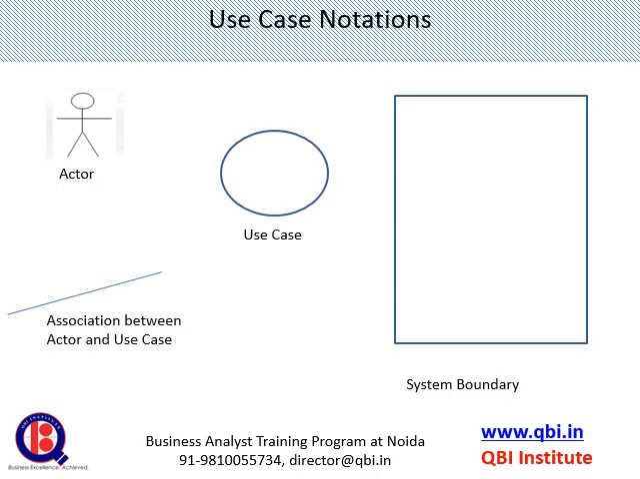The notation which I point here is that of an actor, or a stickman. Another notation is that of a use case. The third notation, which is a straight line, is the notation of the association relationship between an actor and a use case. And the rectangle is the notation for the system boundary, or the system or subsystem for which the use case model is being prepared.